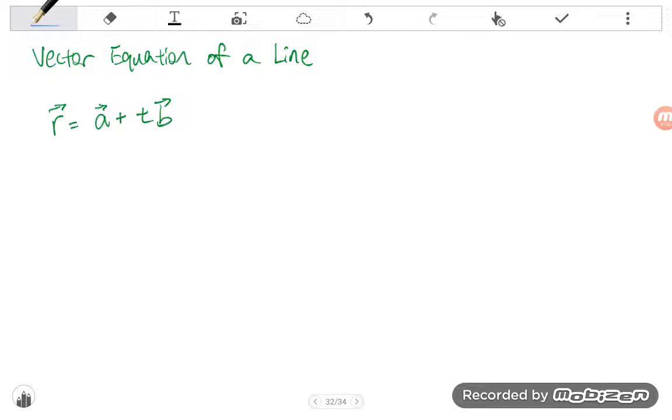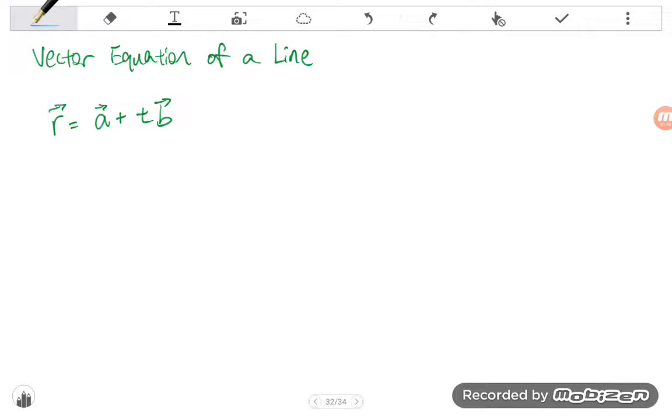So the vector equation of a line, since it's going to be a vector, we are expecting a vector, so you'll always have a vector. It could be r. In this case, it's going to be vector r is equal to vector a plus t times b. And you see that there is no vector symbol above the t. So that is just a value. The t is a value, multiplied by another vector b.